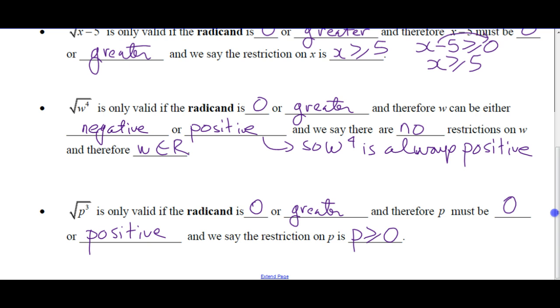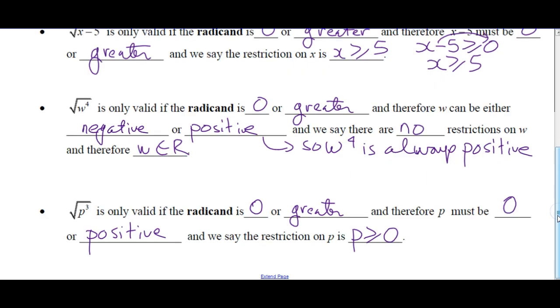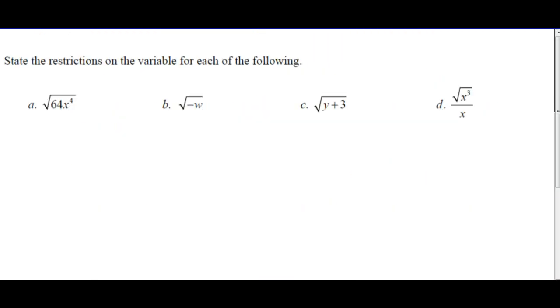So what you're looking at is the expression under the radical sign. If it's an expression like x minus 5, then you say that's got to be greater than or equal to 0, and then we just have to isolate the x. We add 5 to both sides. If it's an even power, then no matter what the value is, it's always going to be positive, so we can take the root. And if it's an odd power, then the variable must be 0 or positive.